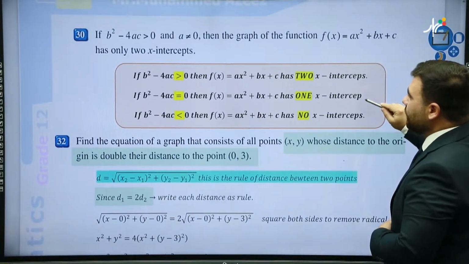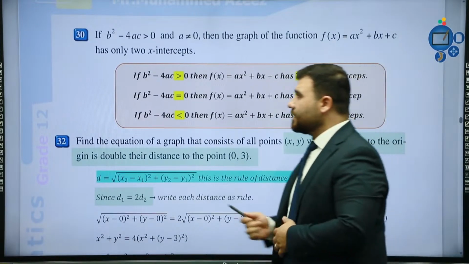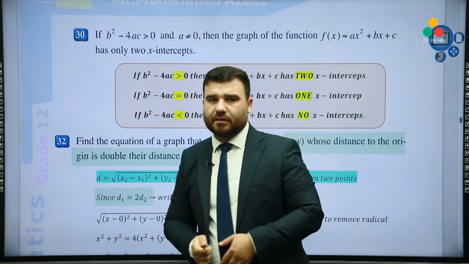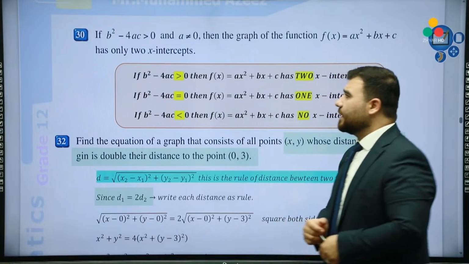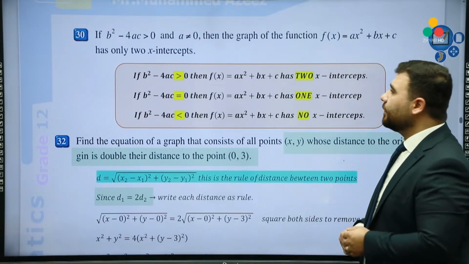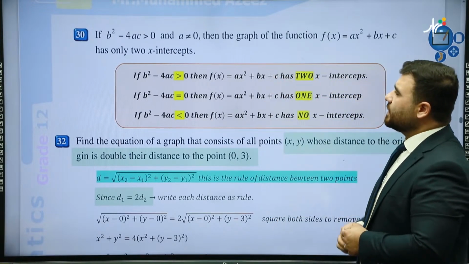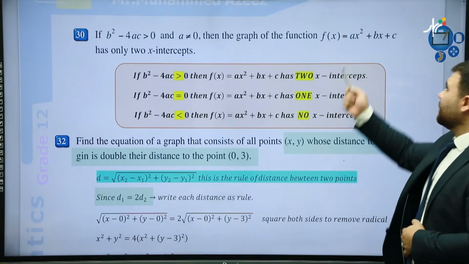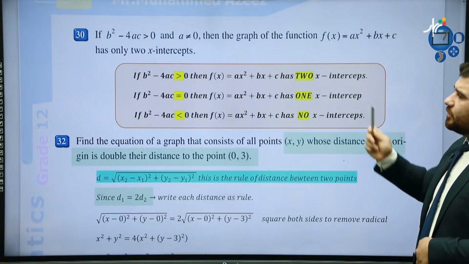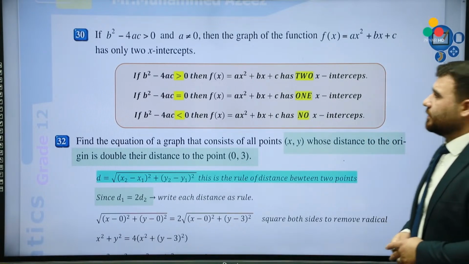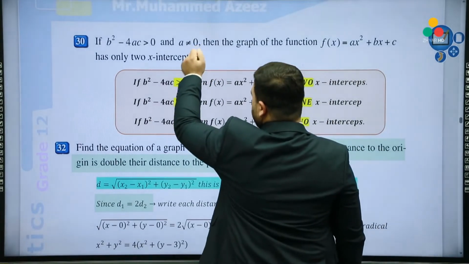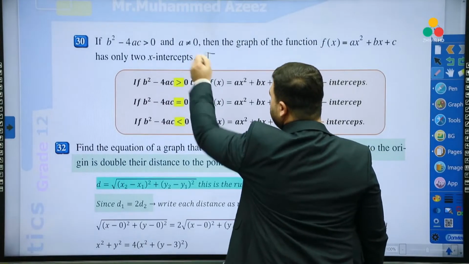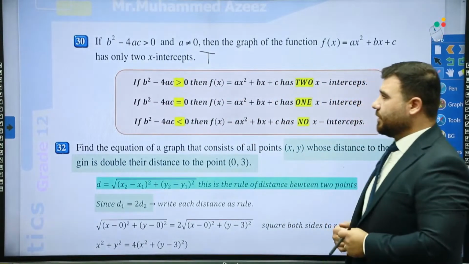Now we have a note about the discriminant. This part, b squared minus 4ac, is from the quadratic formula. If b squared minus 4ac is greater than 0, then the graph ax squared plus bx plus c has 2 x-intercepts. This is correct. This is true. And we have other notes about it.